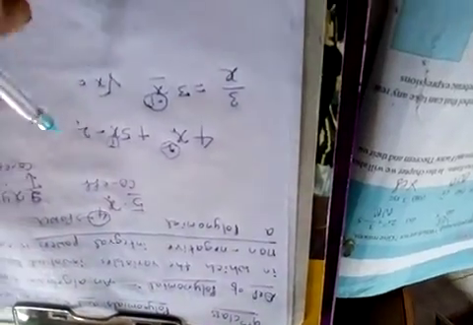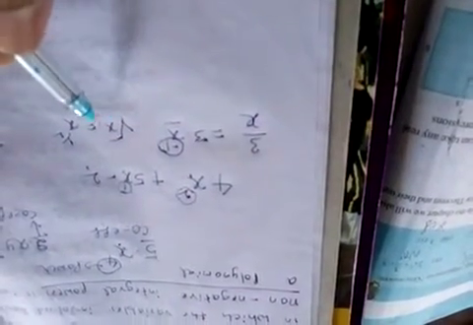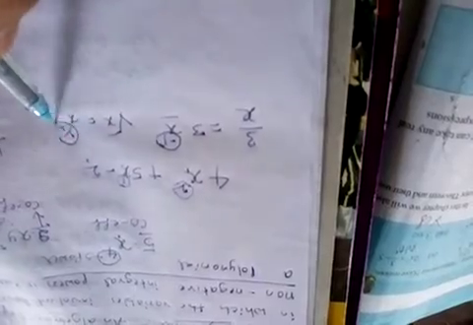Root 3, root x. Root x means what? Root x can be written as x power 1 by 2. This can be written as square root of x. So root x equals x power 1 by 2. 1 by 2 is not an integer, so this is not a polynomial.